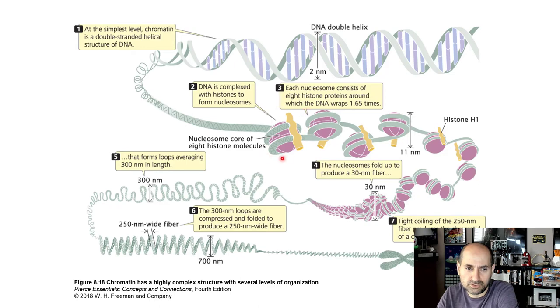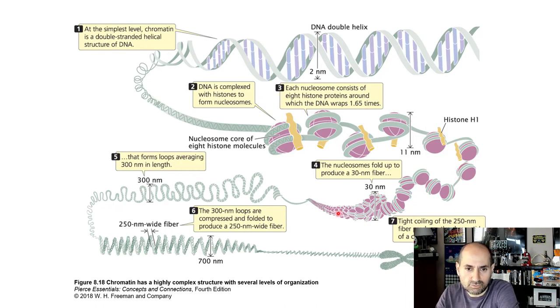This is one unit of chromatin. Think of a nucleosome as one unit of chromatin. Together, it makes up the chromatin. Oh, it tells you right here, the DNA wraps about 1.65 times around the histone octamer.